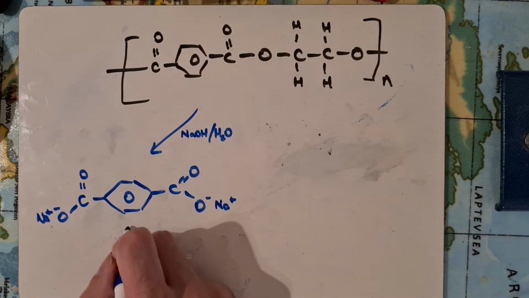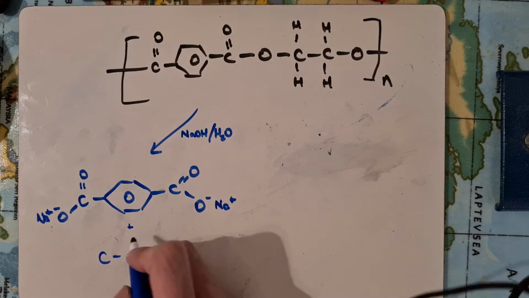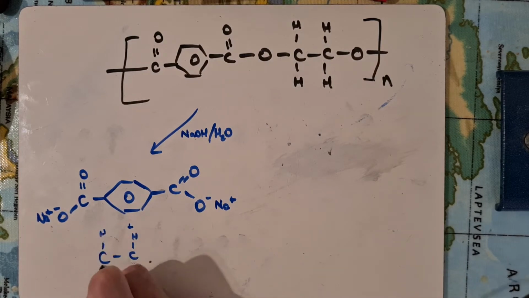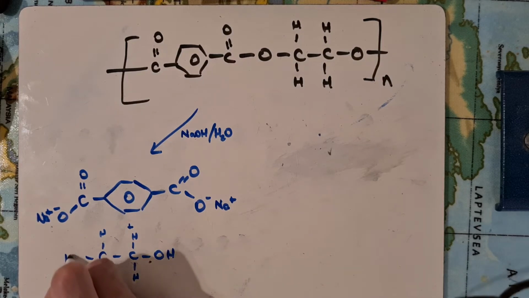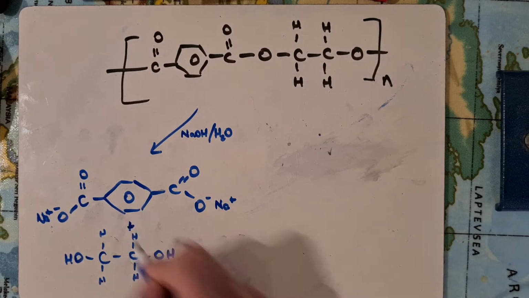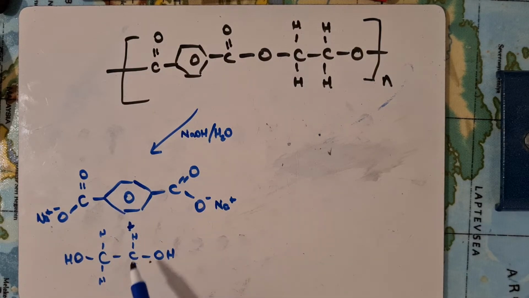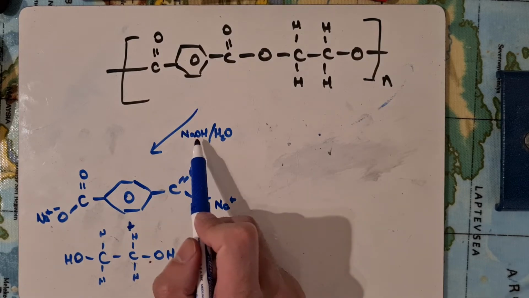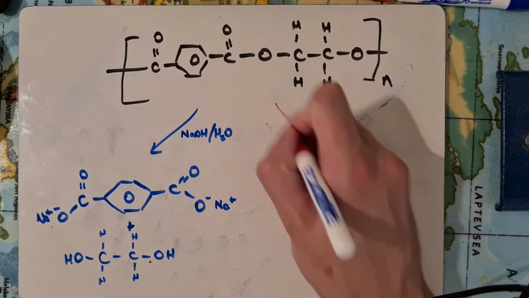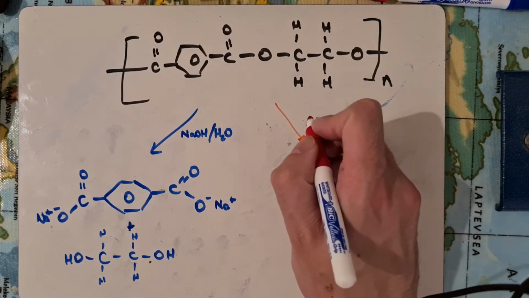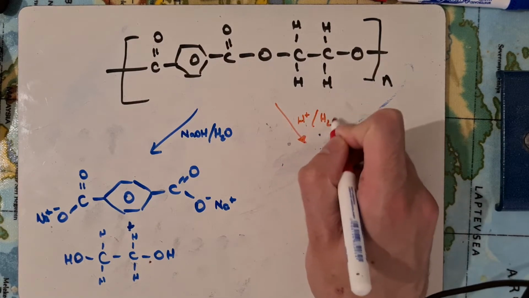The alcohol side of it will just revert back to its original alcohol or diol that was there before. So we'll get a carboxylate salt or a dicarboxylate salt plus a diol when we do base hydrolysis. Acid hydrolysis is slightly different. So this time we're going to need an acid, and again with water.